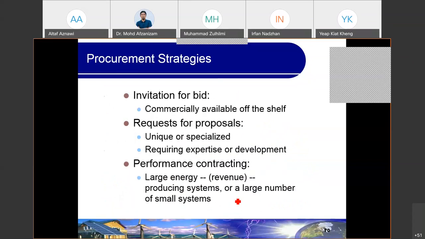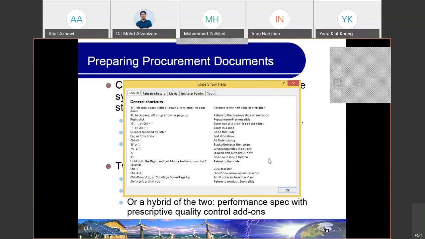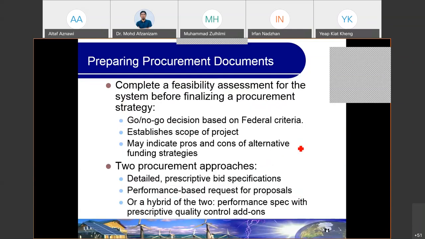Procurement strategy, you can go for bid, promotion available, off the shelf, request for proposal, performance contracting. Okay. Preparing procurement, so I think this one is more about the documentation, how you want to convince your management, to persuade them to get this kind of investment. So just skip this one.